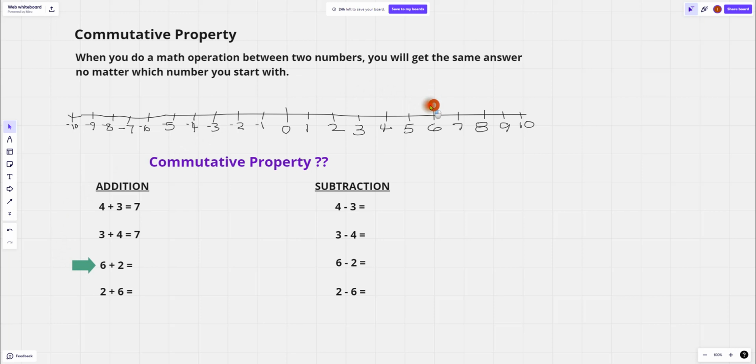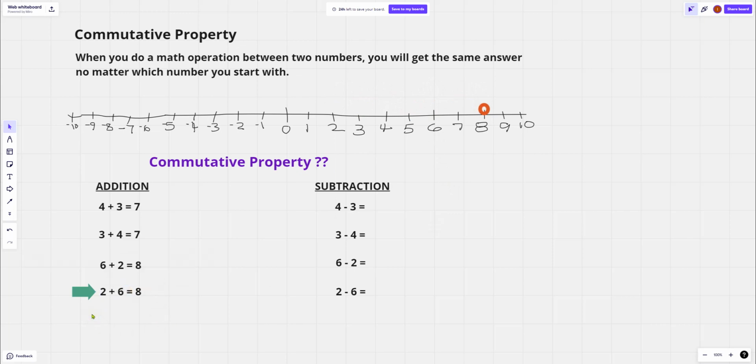So here we are, our bouncy ball is at 6, and then we're going to go forward 2 places. 1, 2. I end up at the number 8. So 6 plus 2 is 8. Now what if I switch the numbers around and start with 2? So here we are, our bouncy ball is going to start at 2, and we're going to go forward on the number line 6 places. 1, 2, 3, 4, 5, 6. I end up again at the number 8.